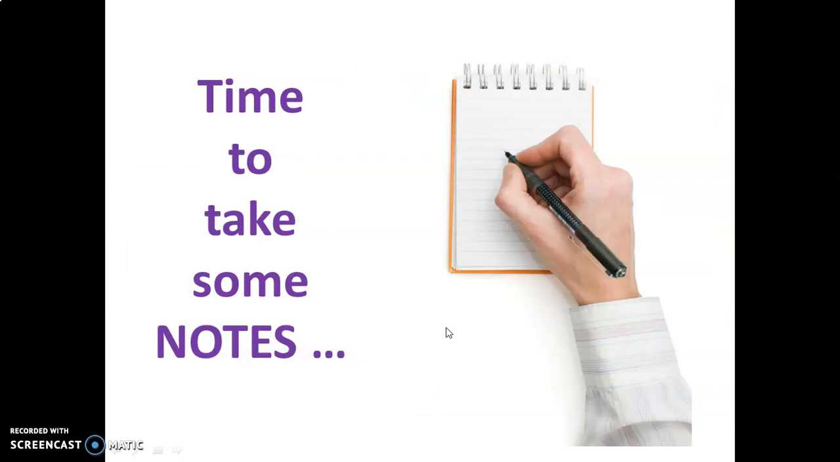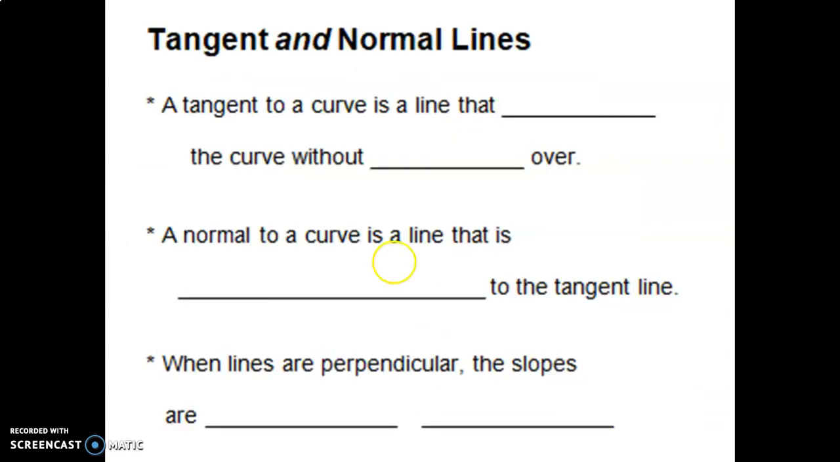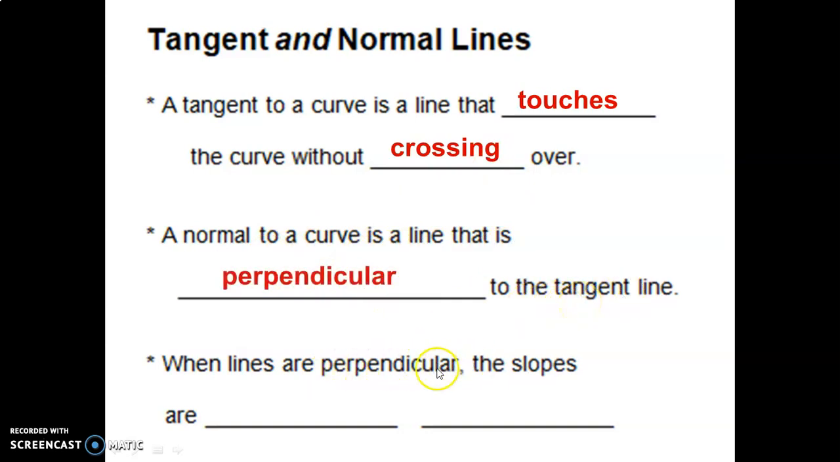Okay, let's take some notes now. We're going to do some problems together. First, a tangent to a curve is a line that touches the curve without crossing over, or it intersects at one point. That's the way we've been labeling it. A normal to a curve is a line that is perpendicular to the tangent line. When lines are perpendicular, the slopes are negative reciprocals. So that's just recapping some of the vocabulary and the ideas we've just talked about.